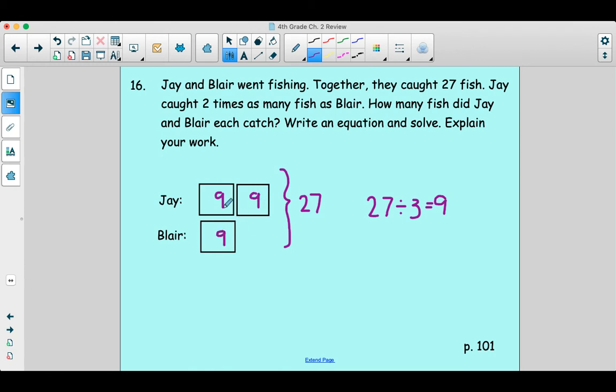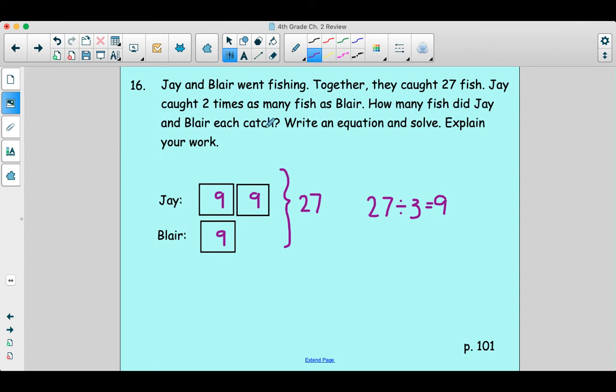There we go. So 9, 18, 27. That still adds up to 27, so everything's checking out. Jay has twice as many as Blair, so I'm all good there. But have I answered the question? Let's go find out. How many fish did Jay and Blair each catch?